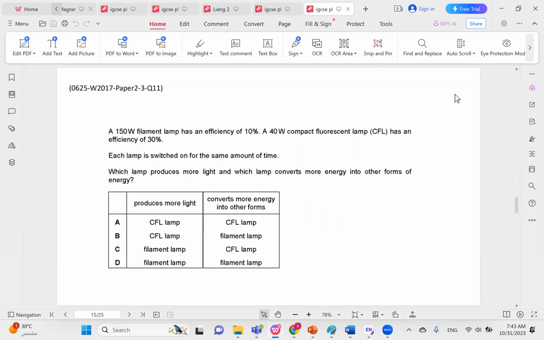A 150-watt filament lamp has an efficiency of 10%. A 40-watt compact fluorescent lamp has an efficiency of 30%. Each lamp is switched on for the same amount of time. Which lamp produces more light and which lamp converts more energy into other forms of energy? So for the 150-watt filament lamp, it has an efficiency of 10%. So 10% means 10 over 100, so we're multiplying by 10 over 100 or 0.1. So the useful output here is 15 watts. How did I get that? I multiplied 150 by 10%.